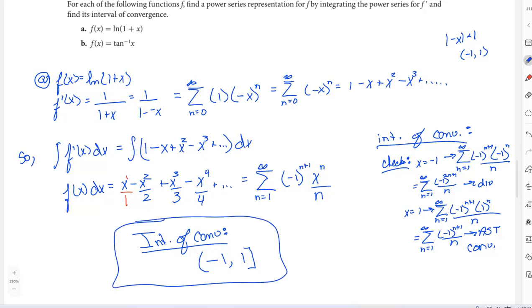And then let's look at part B. Part B, we've got f of x equals the inverse tangent function of x.